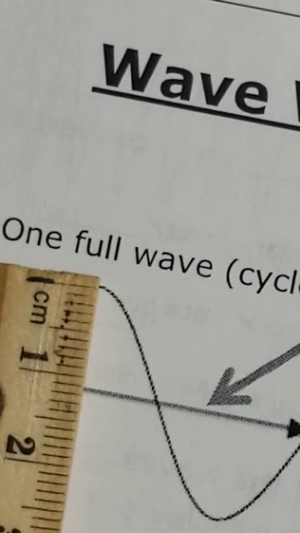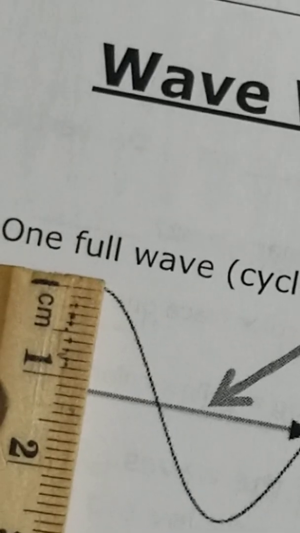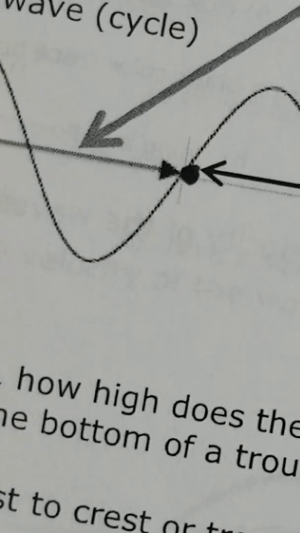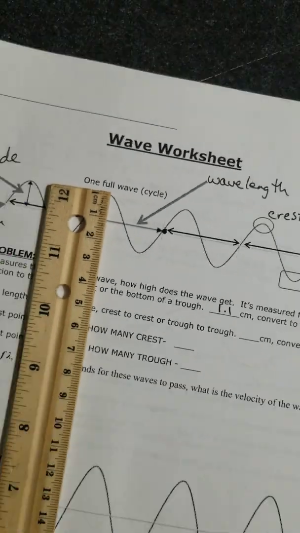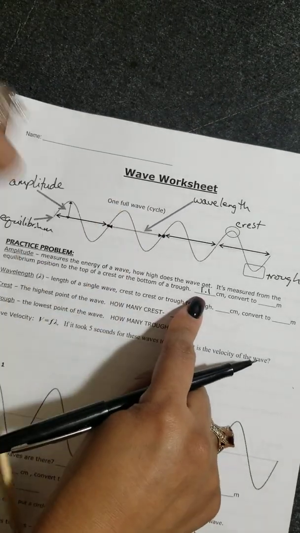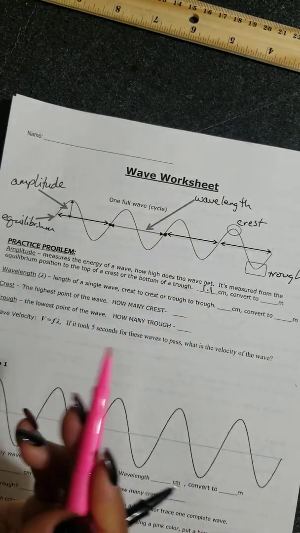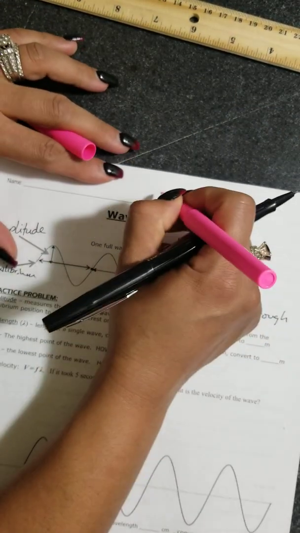Do not be lazy. I'm going to take points off. This will count as a lab grade. So 1.1 centimeters is my answer. Let me zoom out for you so that way you can see what I have. 1.1. Now, if you need to, let's go ahead and write this at the top of your paper.